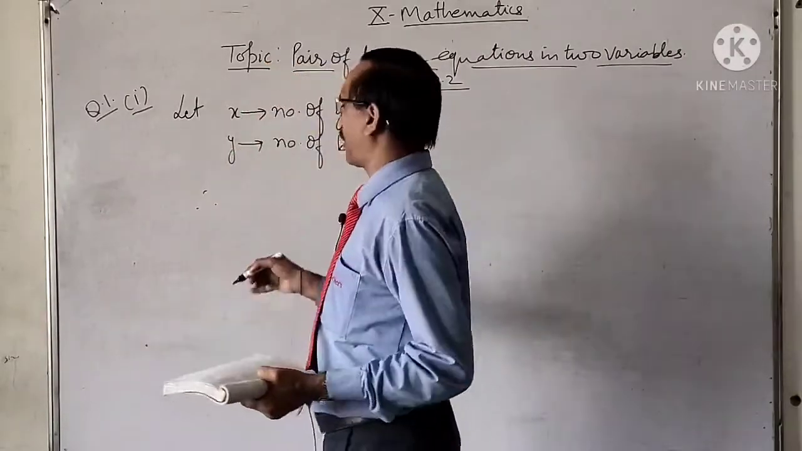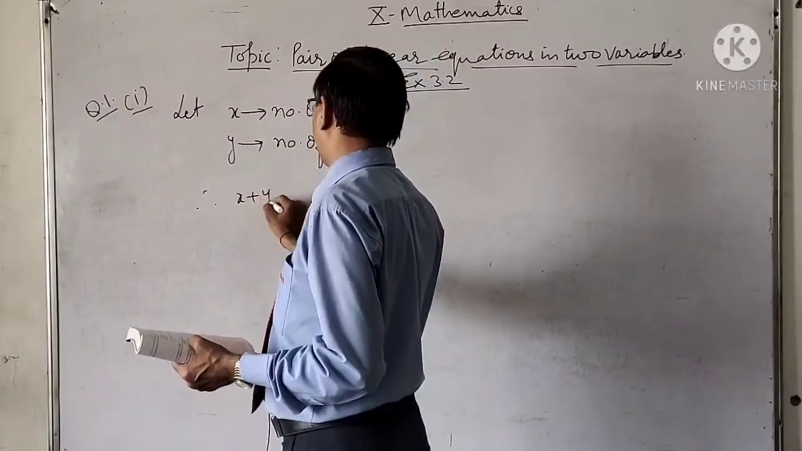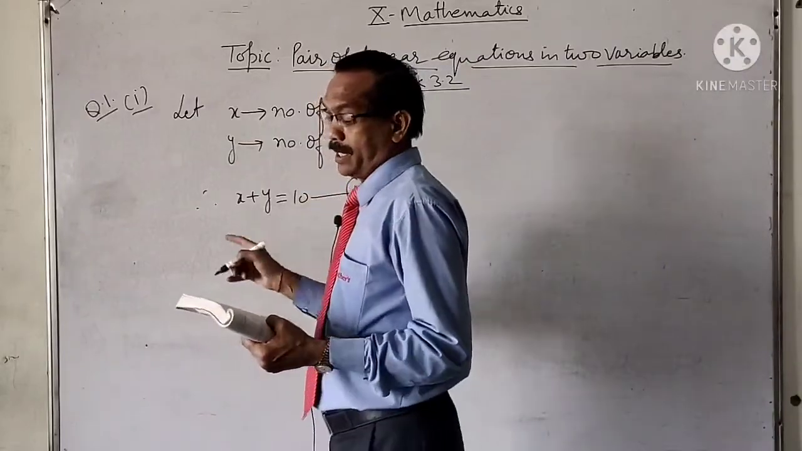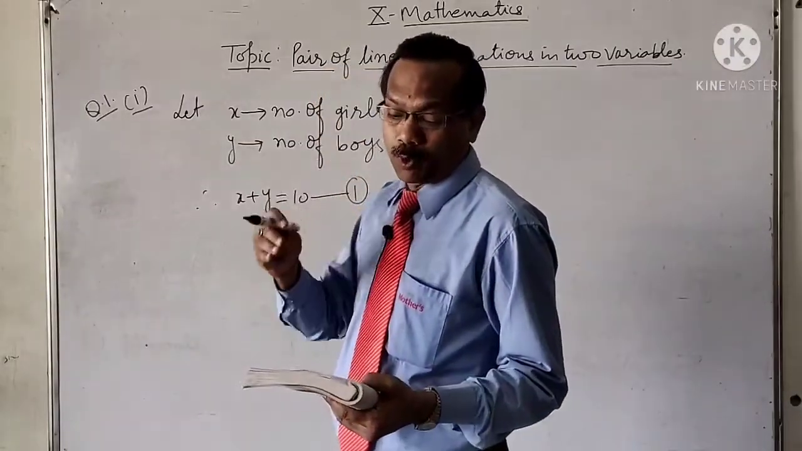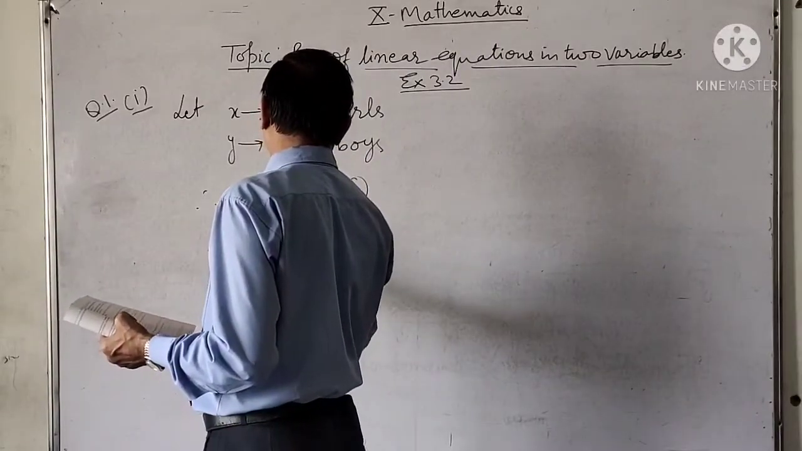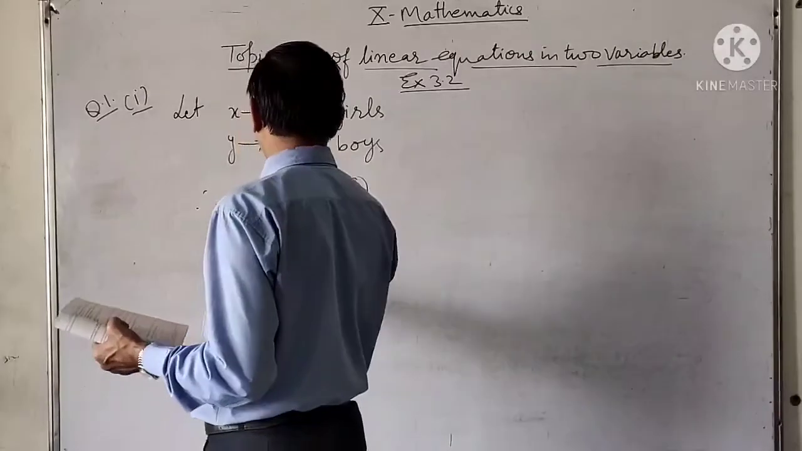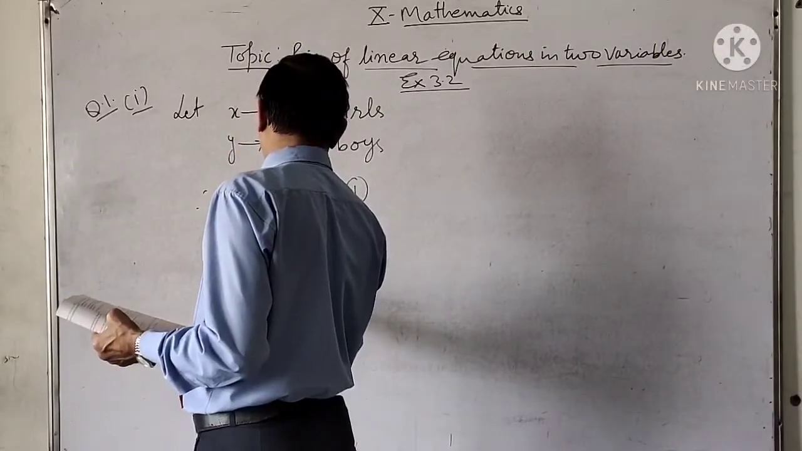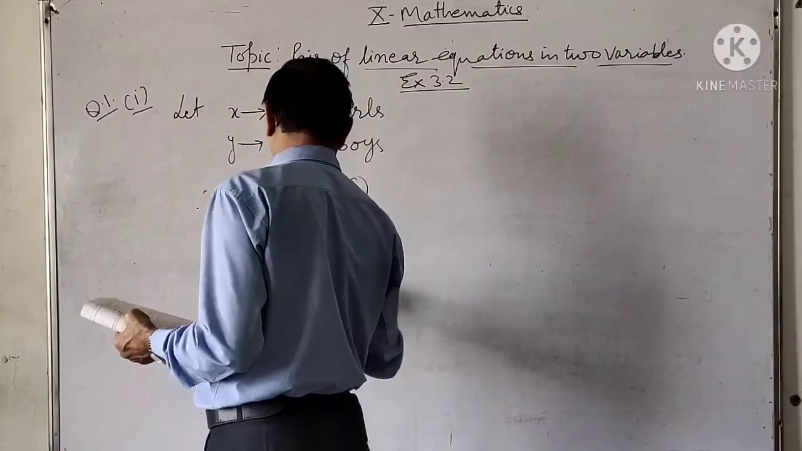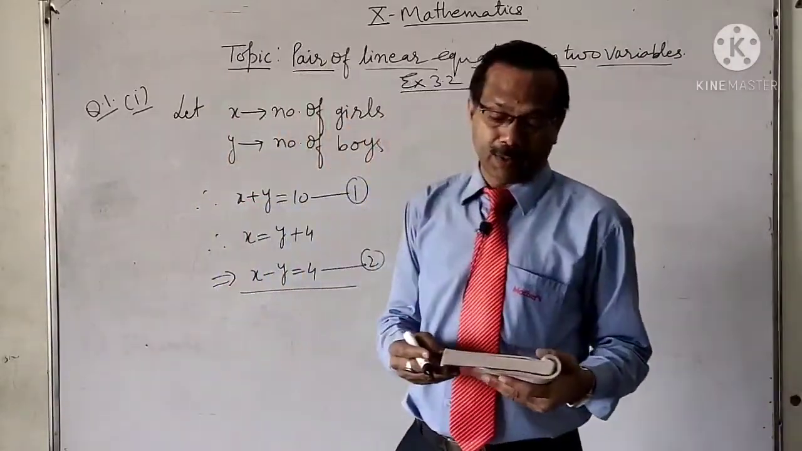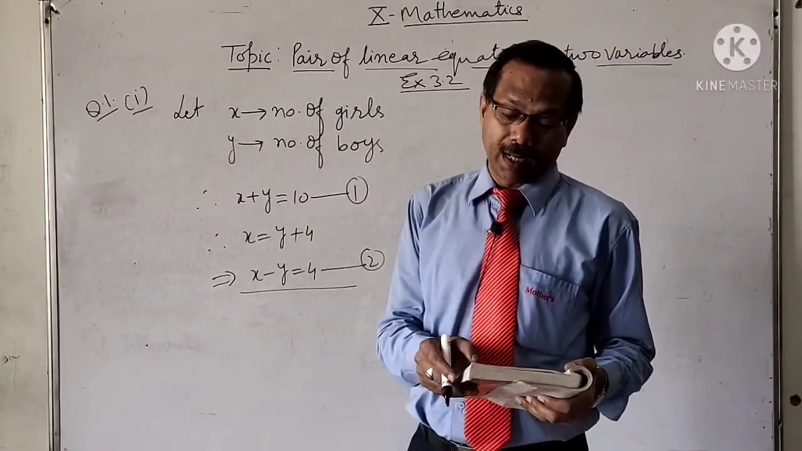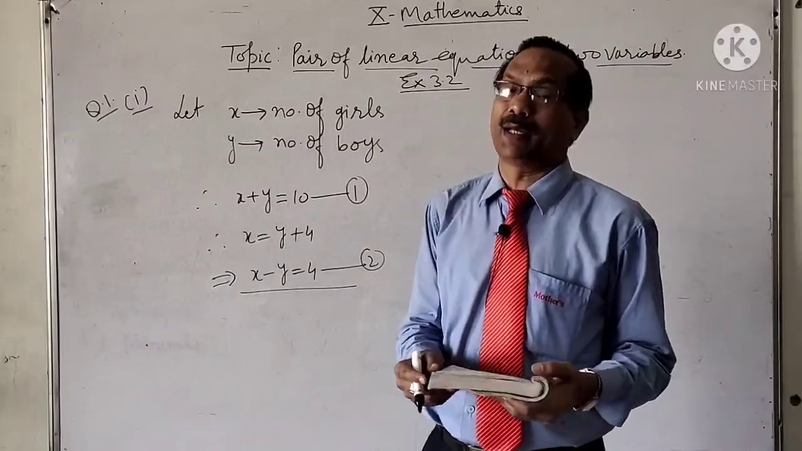Therefore, according to the problem, x plus y equal to 10 is equation 1. Then, the number of girls is 4 more than the number of boys. It means x equal to y plus 4, or we can write x minus y equal to 4. It is equation 2. Now the question is to find the number of boys and girls who took part in the quiz and find their solution graphically.